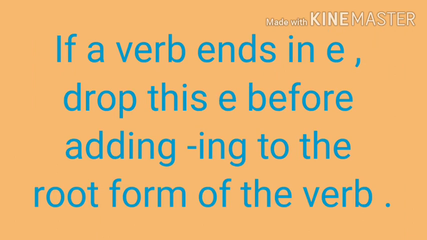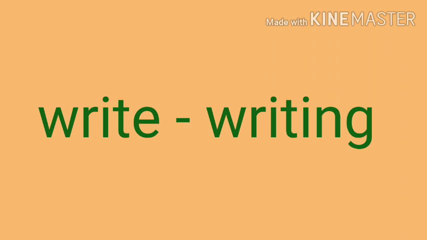Now let's see the next way to form the ing form of the verb. If a verb ends in E, drop this E before adding ing. For example, the verb write ends in E. We drop this letter E and then add ing to the root form of the verb. Write becomes writing. W-R-I-T-E, write becomes W-R-I-T-I-N-G. Here we dropped the letter E and then added ing to the root form of the verb.